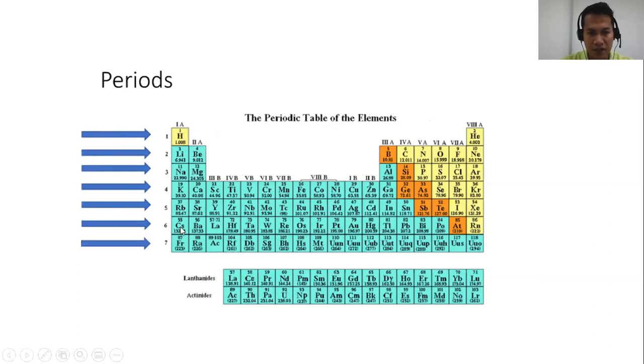Period 6, cesium, barium, radon. Period 7, and so on and so forth. Okay, so horizontal. Got it? Periods tell us how many energy levels an atom has. So periods and energy levels, they tell us the number of energy levels.